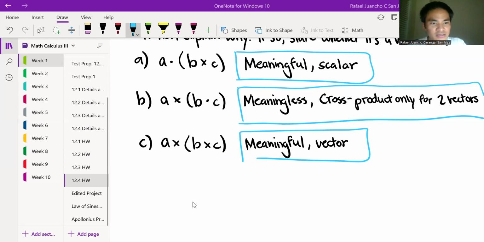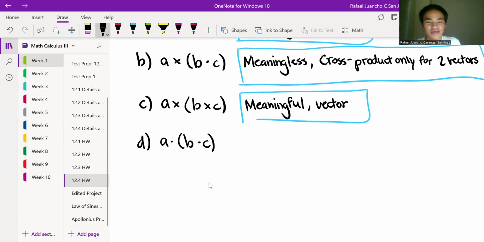All right, I accidentally hit the answer for letter D, so I'm also gonna do that. Can't go back now. So for D, we have this time the dot product of these two guys here. We have two vectors here, B and C. We get the dot product. This gives us a scalar. And can we get the dot product of a vector and a scalar? No. So this is actually meaningless because of the dot product.